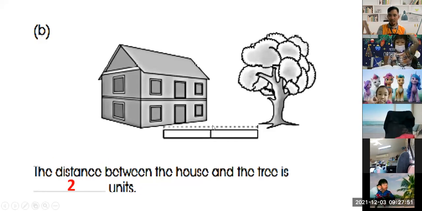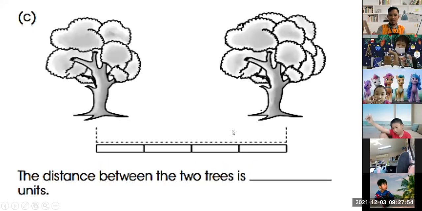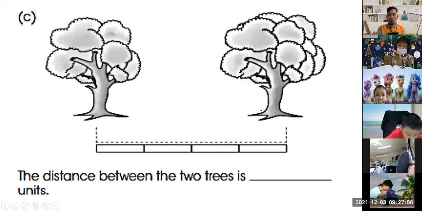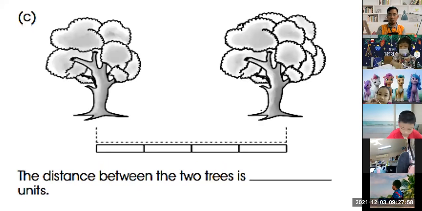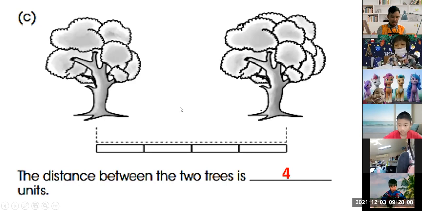So 1, 2. Here, how about the 2 trees? What's the distance of the 2 trees? 1, 2, 4 units. 4 units. Very good.